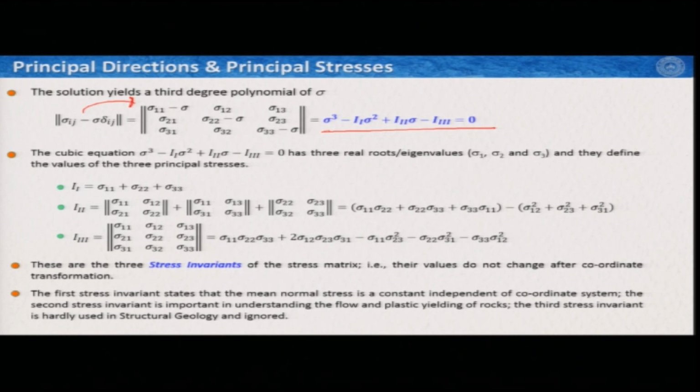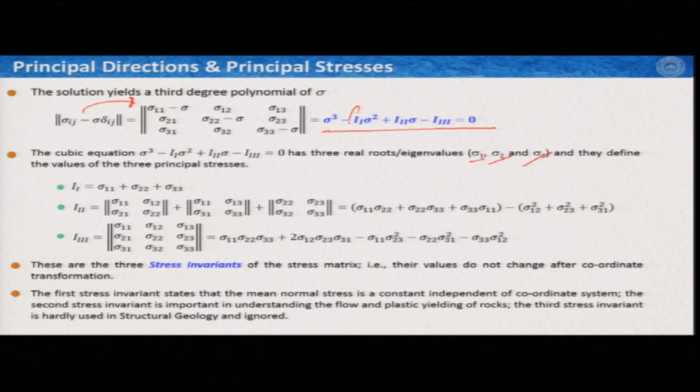Now, if you have that equation where I1, I2 and I3 are 3 constants, we will learn what these are soon. Essentially this would yield 3 real roots of this equation. You can call root 1 sigma 1, root 2 sigma 2, and root 3 sigma 3, and they are the values of the principal stresses. These are also the eigenvalues of the stress matrix that we are dealing with. So, this is the way you get your principal stresses.